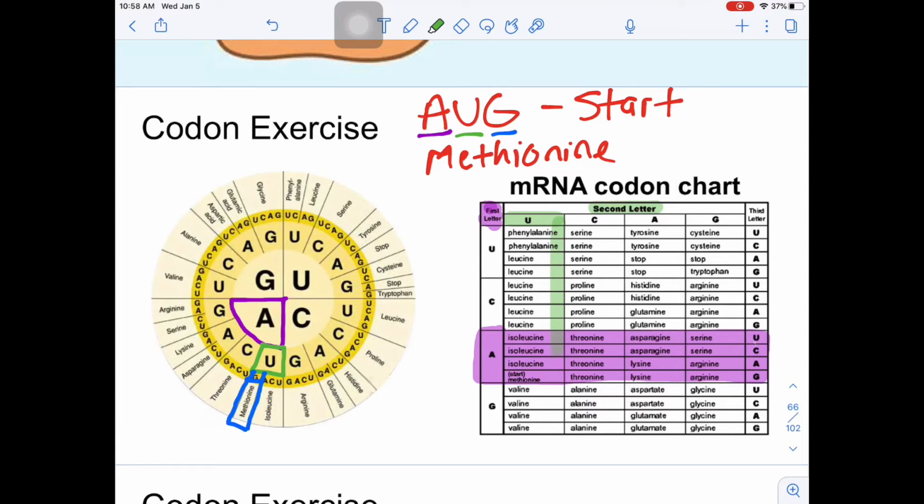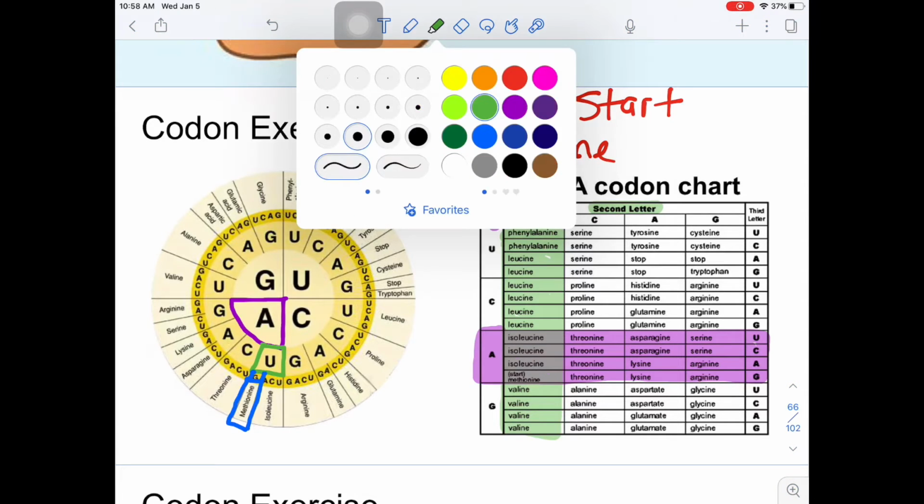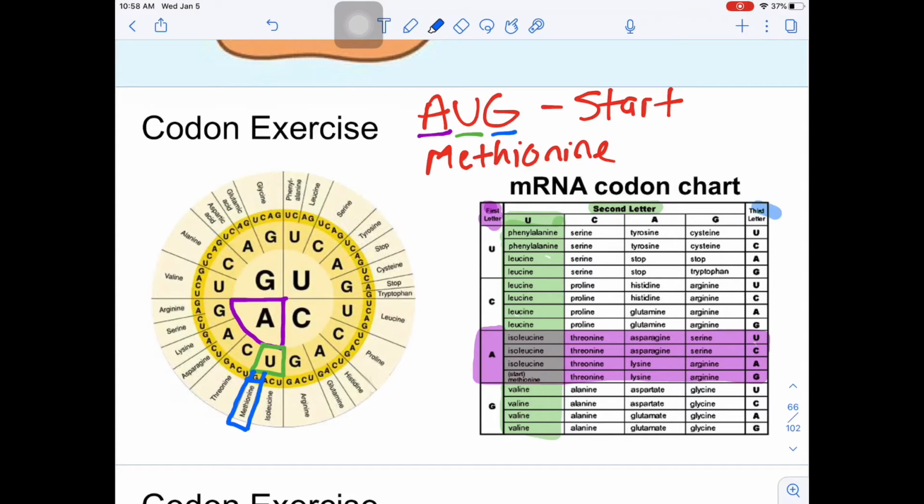Any of these could be an amino acid with the second letter U, but we really only care about the ones that are also highlighted purple. So we're going to focus in on that and then find our third letter, which is G. So your third letter is all the way over here at the right. We're only concerned about the ones that are also highlighted purple. So we're going to find the letter G down here, carry ourselves across, and the one that all three colors intersect is our answer. That is our start codon methionine. So the same one that we got from the wheel.